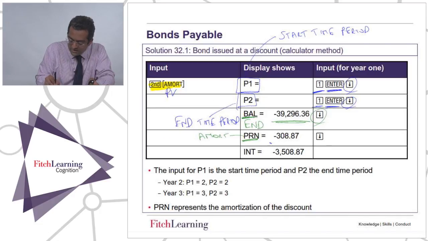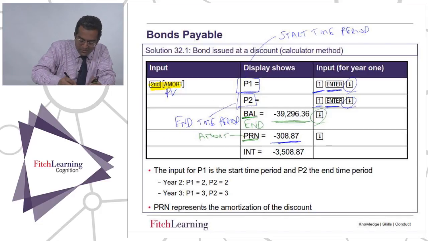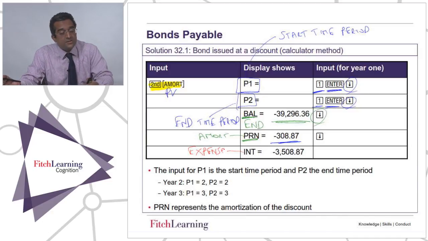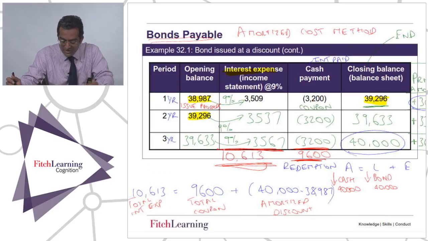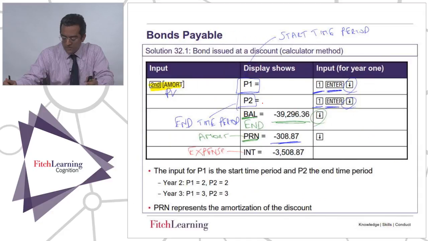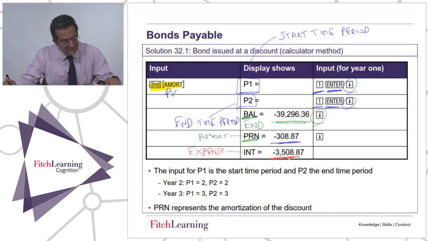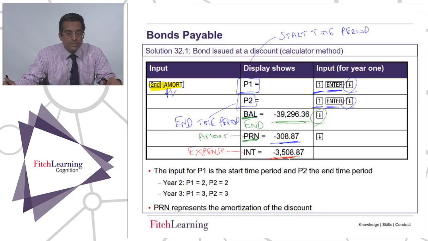309 approximately. And lastly, the most obvious point to note is interest expense. What was the expense in the first year? And that was, remember, the 9% of the opening balance. We were doing that. And just to double check, yes, that was roughly 3,509. The calculator, of course, gives us more accuracy. But there we go. So you can see how efficient this is just by pressing those arrows. And that's it. You get these 3 items basically: balance at the end, principal amortized, interest expense, whatever period you want.